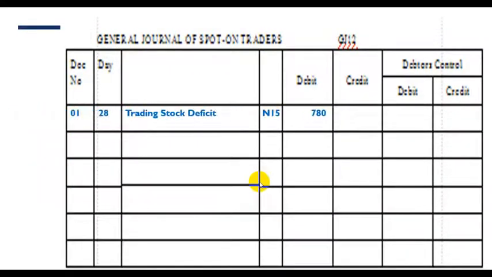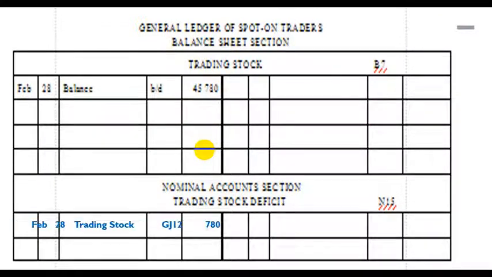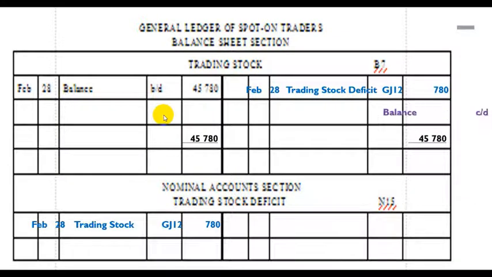In our general journal, we debit trading stock deficit with 780, that's just an example, and we credit trading stock, not forgetting our narration. A deficit was determined after the physical stock count. In our general ledger, we then debit trading stock deficit, showing that it is an expense, and we credit trading stock to decrease our trading stock. We have our new balance of trading stock, which is equal to the amount of trading stock on our shelves.